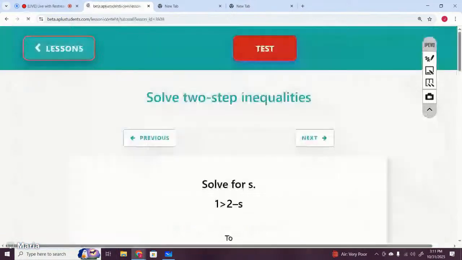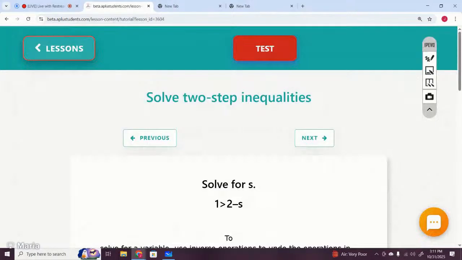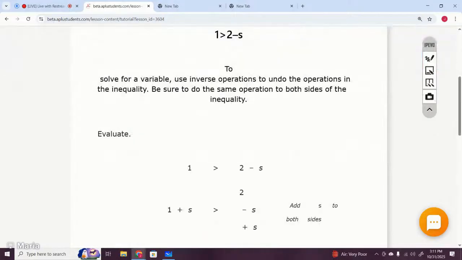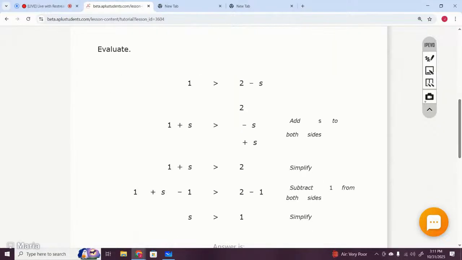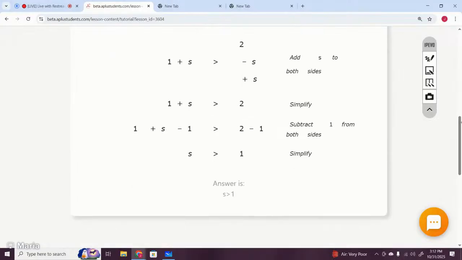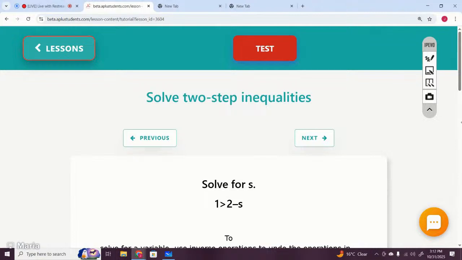Solve two step inequalities. Solve for S. So S is greater than 1. Let's just start with the test questions.